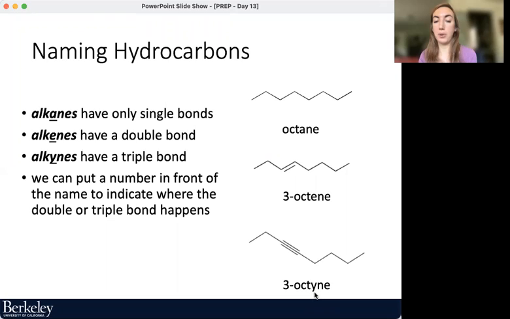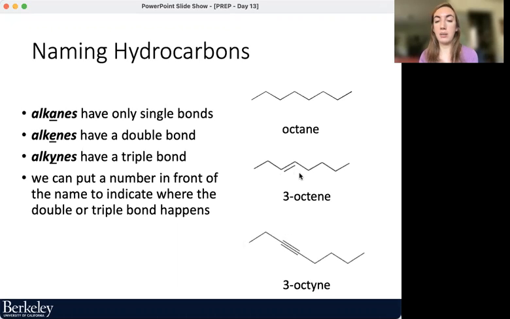So the y is what means it's a triple bond instead of a double bond. And then the 3 in front, exactly like someone said in the chat, we count from left to right, and the number is referring to the first carbon where the bond starts. So 1, 2, 3-octyne. So the triple bond starts on the 3rd carbon.